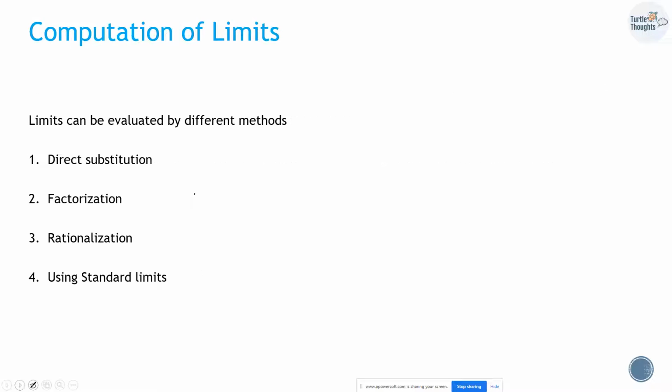All right. Now, we have different methods in which we can compute our limits: direct substitution, factorization, rationalization, and using standard limits. In this class, we are going to restrict ourselves to the first two, that is direct substitution and factorization. The first one I'm going to consider is direct substitution. When are you going to use this method? You can use this method whenever you are not getting 0 over 0 or infinity as your answer. If you get your answer as a particular number or a constant, then you can use direct substitution.